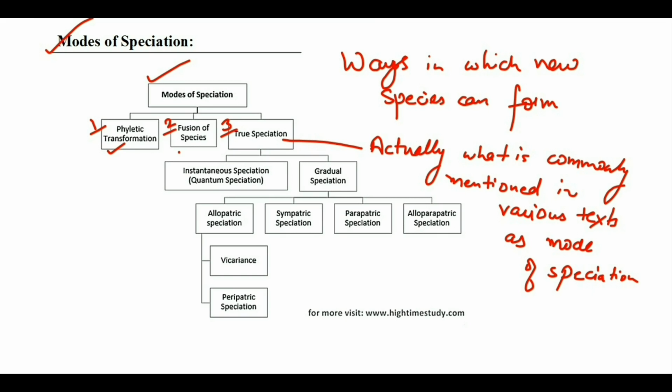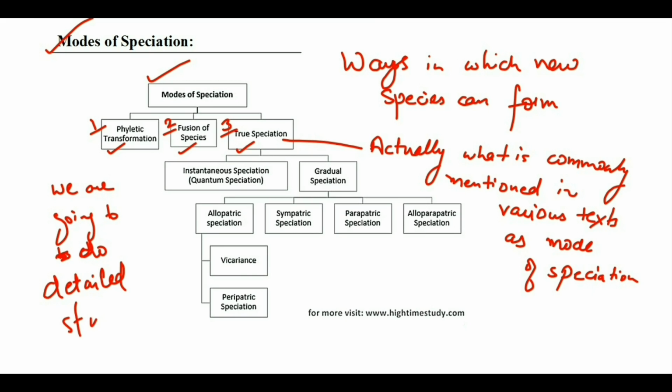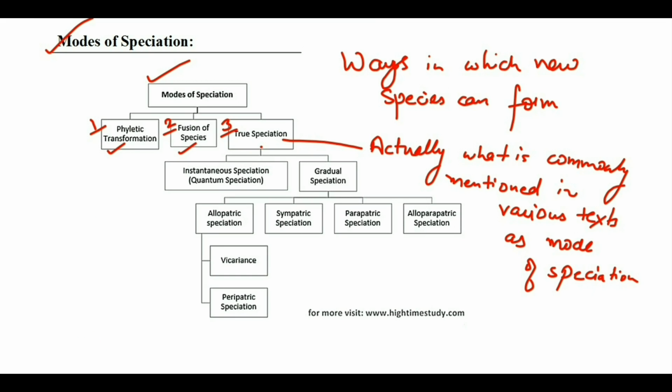So let's do it. These 3 are phyletic transformation, fusion of species, and true speciation, and we are going to do a detailed study. Next we have true speciation, which is of 2 types: instantaneous and gradual, and gradual is further of allopatric, sympatric, parapatric, and alloparapatric. Just keep these in mind. Further, allopatric is of 2 types: vicariance and peripatric. Please learn the difference between peripatric and parapatric. We have 2 different words.